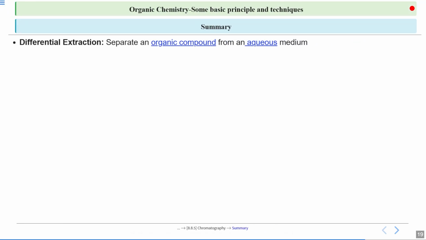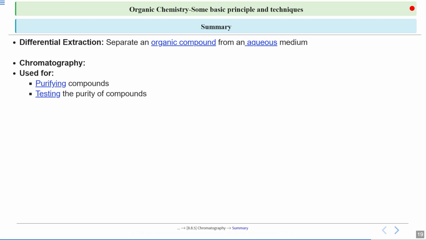So let us summarize today's discussion. First, we started with differential extraction. It is based upon the affinity towards the solvent. So you separate an organic compound from an aqueous medium here. Then we started with chromatography. We use it for purifying compounds and to test the purity of the compound as well. So this is the second implication.